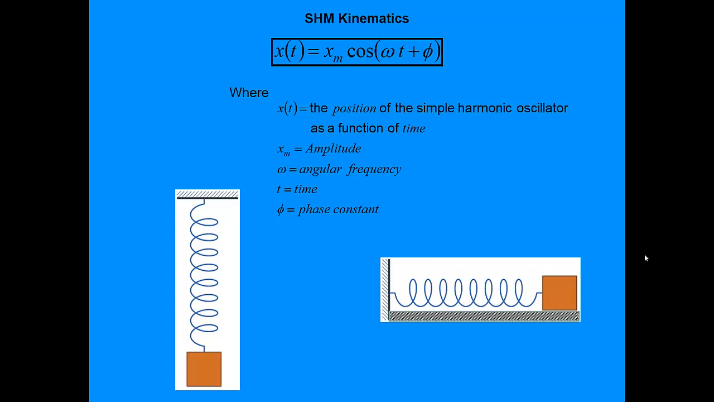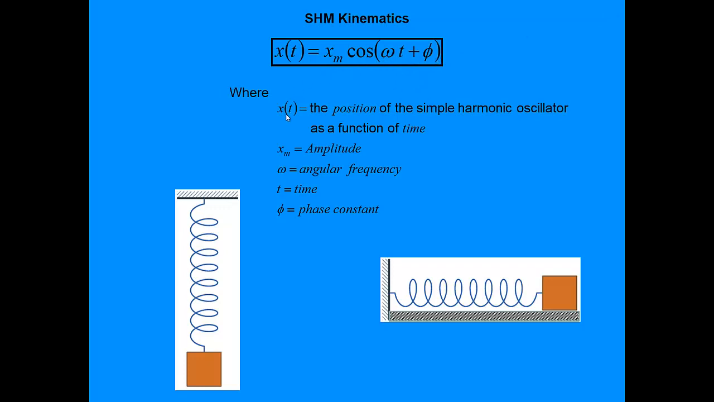Hello everyone. A couple of days ago, we found out that simple harmonic motion, a vibratory or oscillatory motion of a special kind, can be thought of as the projection of uniform circular motion onto an axis. Combining uniform circular motion and rotational motion into simple harmonic motion, we came up with a position as a function of time equation for simple harmonic motion: x of t equals x sub m cosine of omega t plus phi.